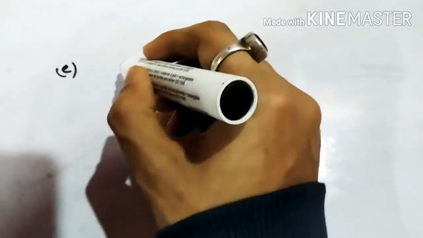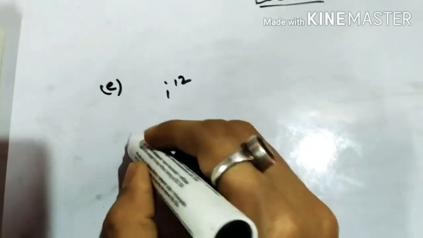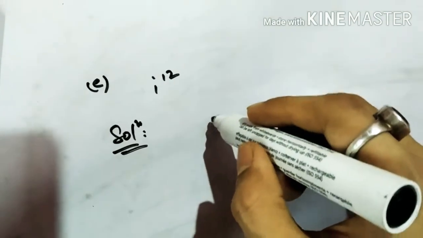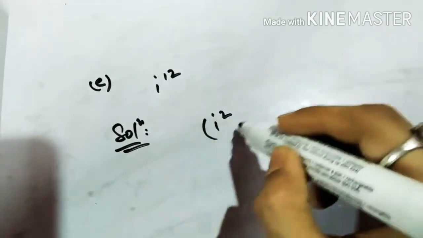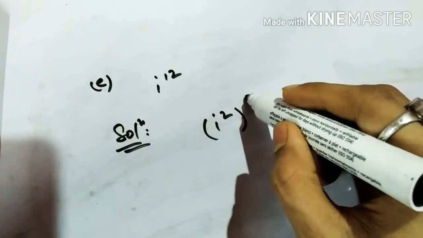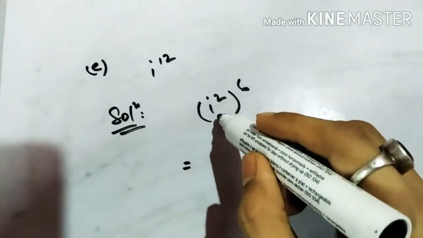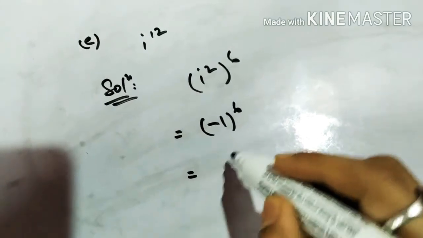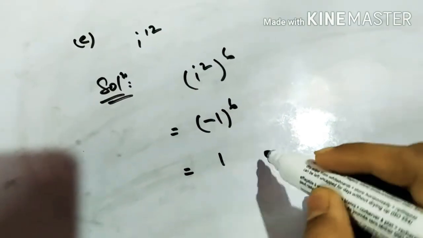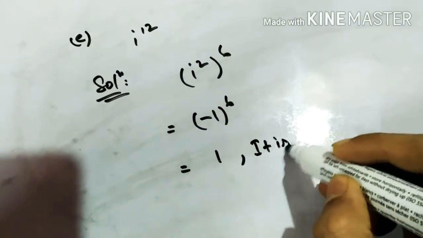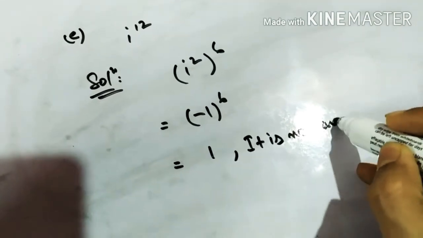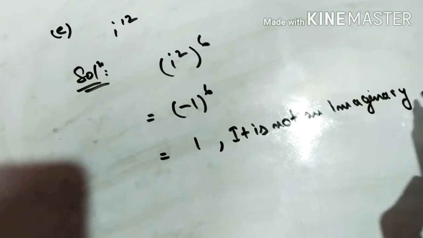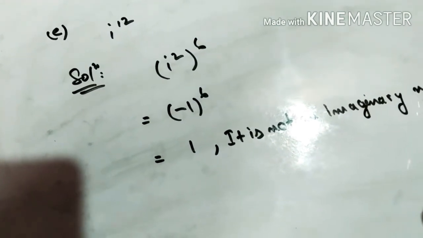Next it is i to the power 12. This I can write as i square to the whole power 6. I square is minus 1 to the whole power 6, which will be 1. It is not an imaginary number.